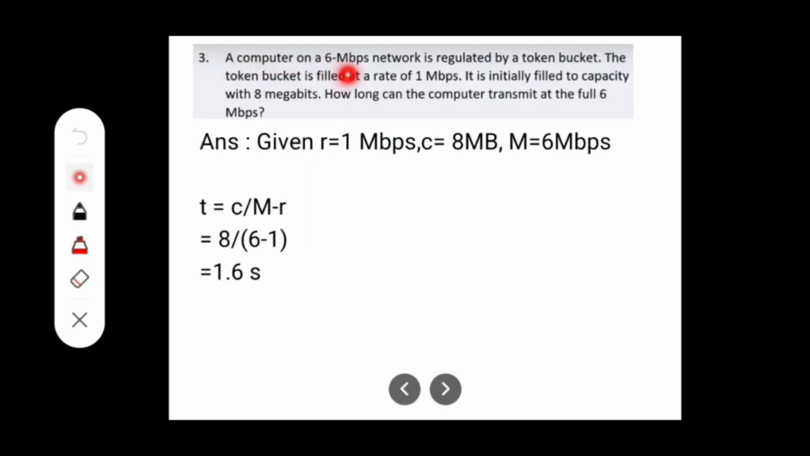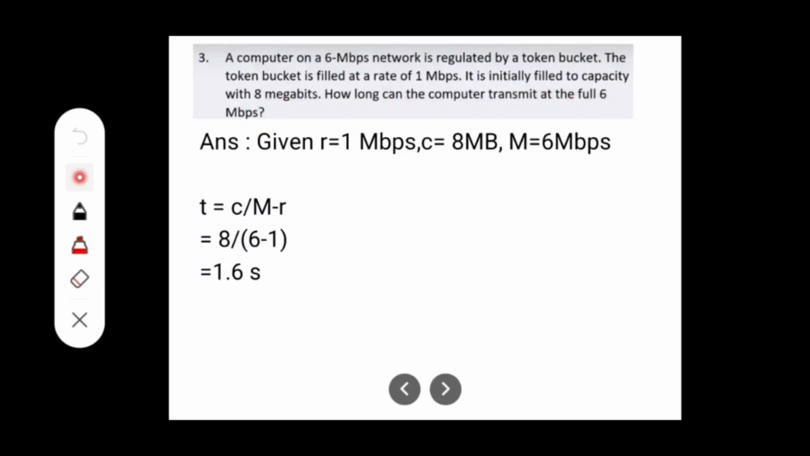A computer on a 6 Mbps network is regulated by a token bucket. The token bucket is filled at a rate of 1 Mbps. So R equal to 1 Mbps. It is initially filled with the capacity of 8 MB. So the capacity of the bucket is 8 MB. How long can the computer transmit at the full 6 Mbps?